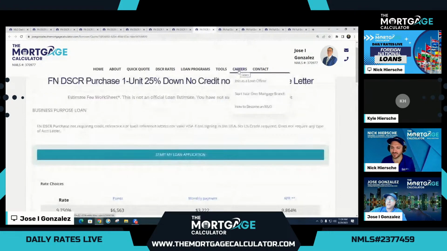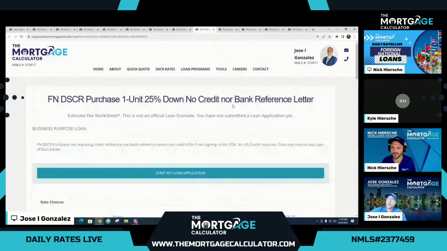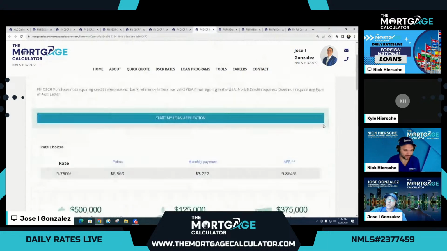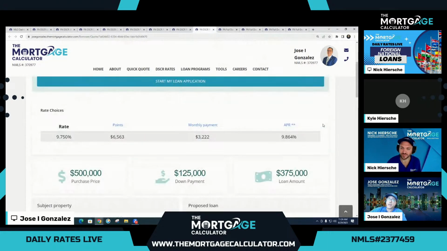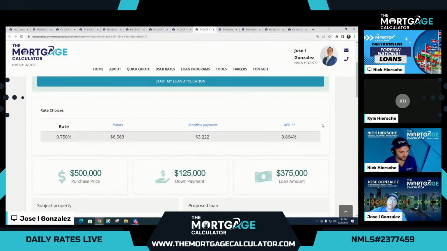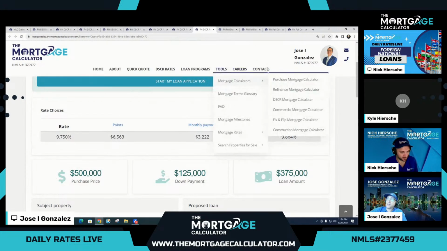So this one is no credit nor bank reference. Now this is DSCR, right? So debt service coverage ratio loan, and here you're looking at 9.75, and that's at 1.75 points. I just selected one option there, but you can buy. We had par options, and we can usually buy these all the way down to 3 points cost on those. So 9.75, 1 3/4 points.